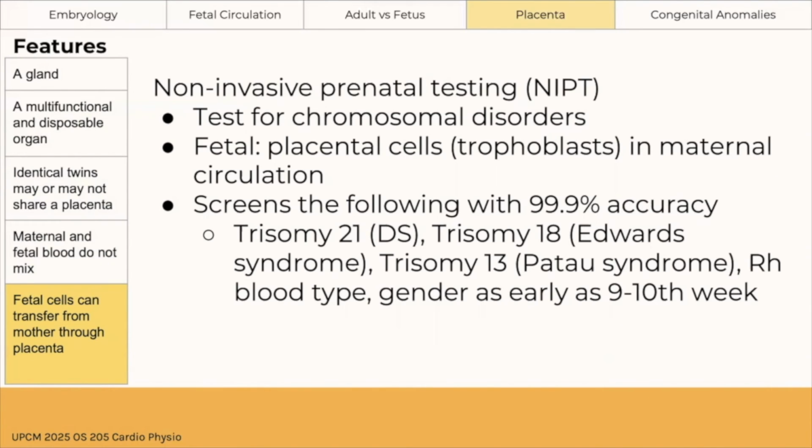You just take a blood sample from the mother, and they can already screen for the following disorders with a 99.9% accuracy. And gender may be determined as well as early as the 9th to 10th week, as opposed to your ultrasound, which may take until the 16th week.